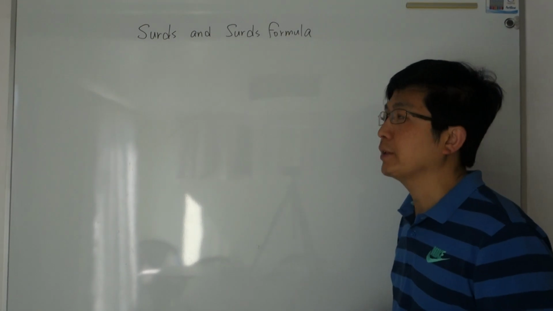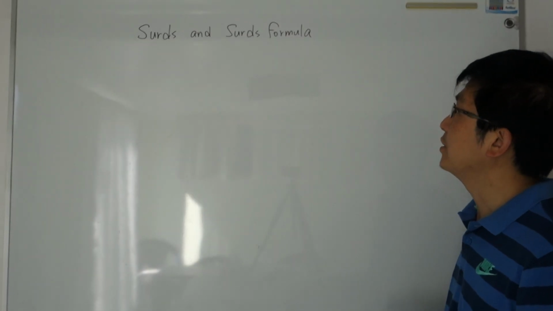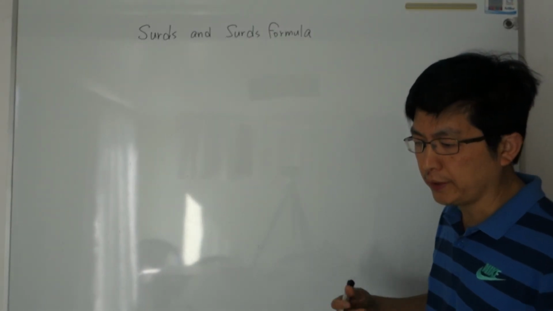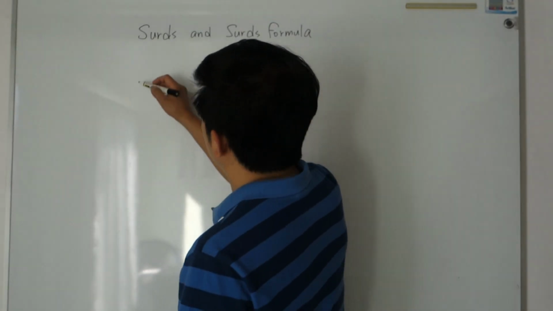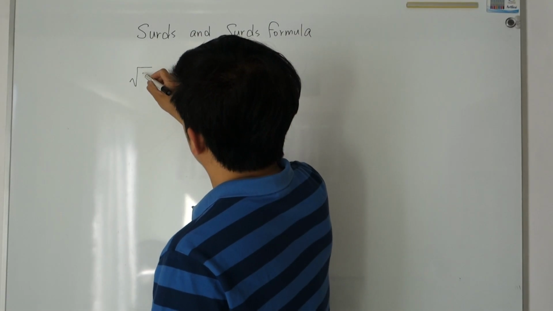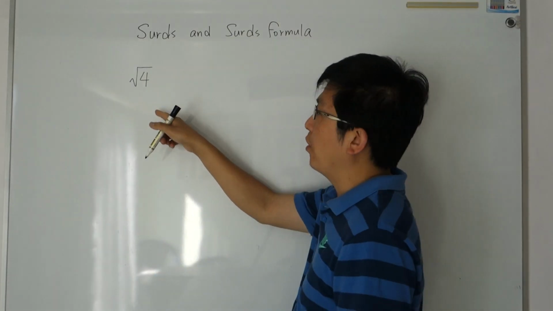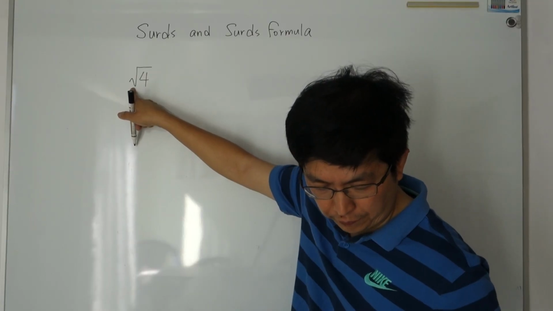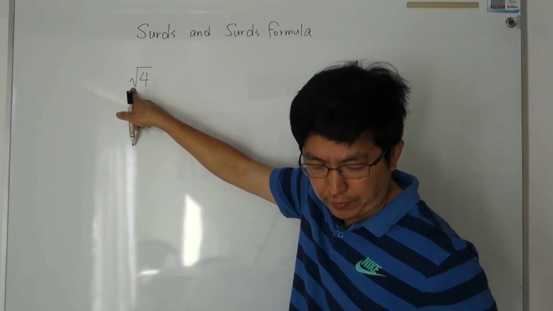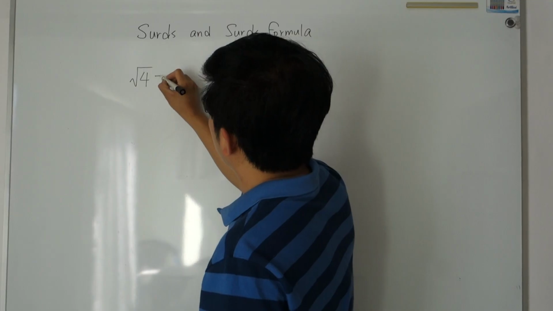Okay, now we talk about what's called surds and the surds formula, alright? Before this, you must learn this one, right? Square root 4, this is a square root number, right? Square root 4 equals what? We get 2, right?